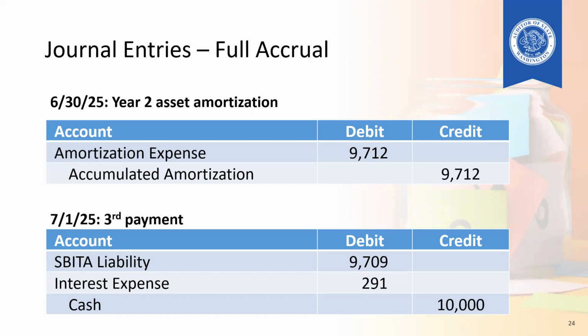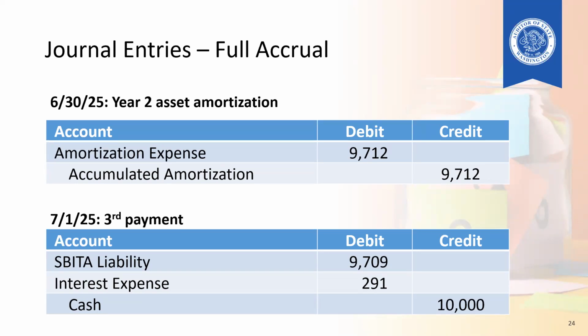Then at the end of year 2, we record the SBITA asset amortization. It's $9,712, which is the same amount as last time because we're using straight line amortization. At the start of year 3, we're going to make our last payment. The total payment amount is $10,000.